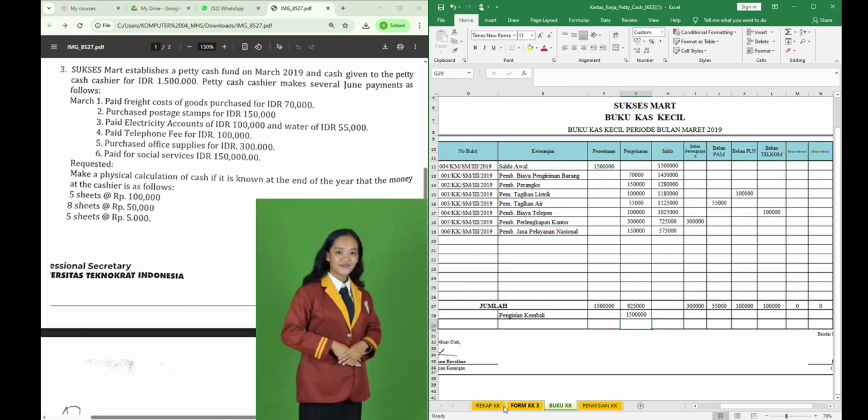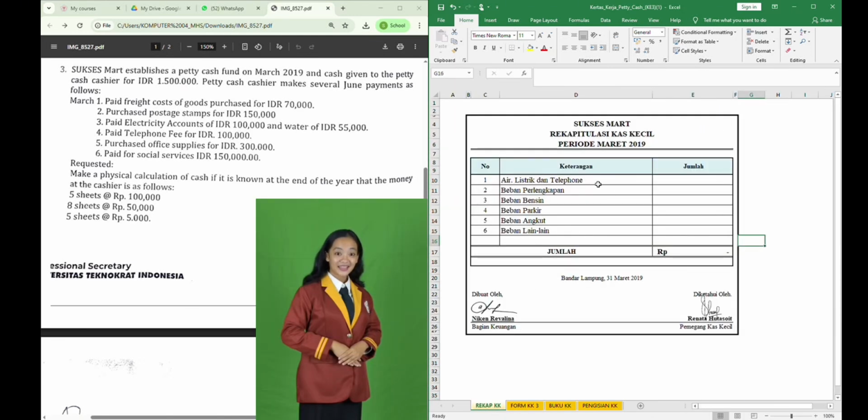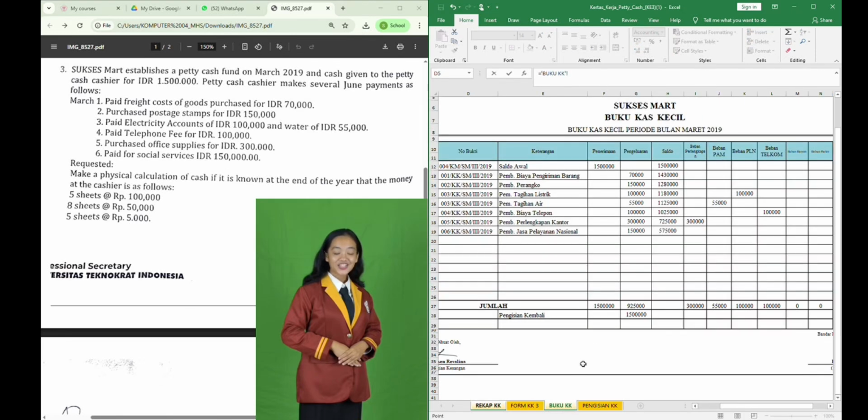Then in the KK recap, Water Electricity Telephone section, enter the summation formula with the KK book sheet, then click on Total Water Expenses, Total Electricity Expenses, and Total Telephone Expenses. Then Equipment Expenses, enter the formula equals, click on Total Equipment Expenses.